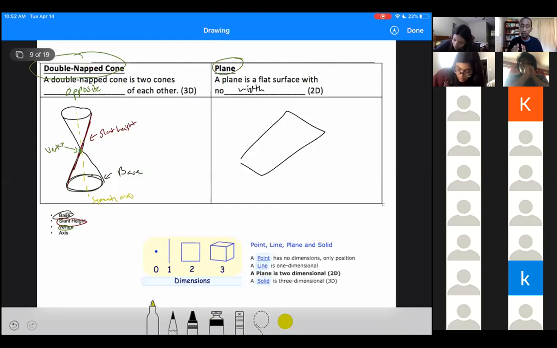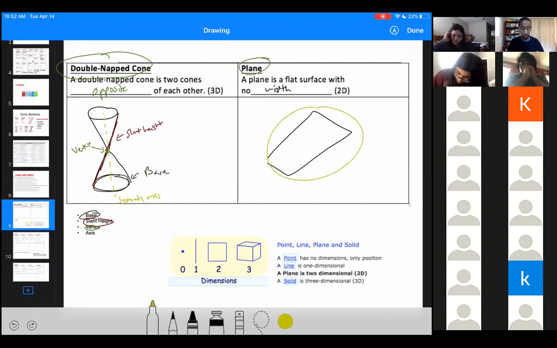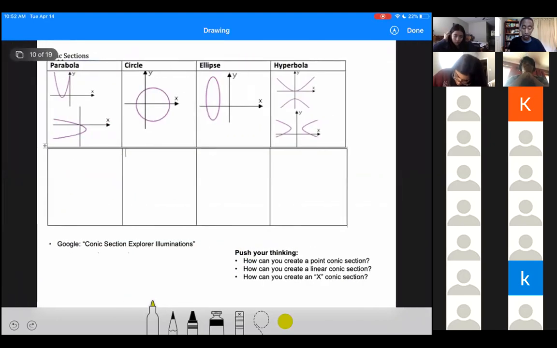So depending on how you intersect this plane with this double napped cone, it would create a different conic section, okay, in 3 dimensions. So when you take a 2D plane and intersect it with a 3D cone, these are the 4 conic sections: parabola, circle, ellipse, and hyperbola, okay?